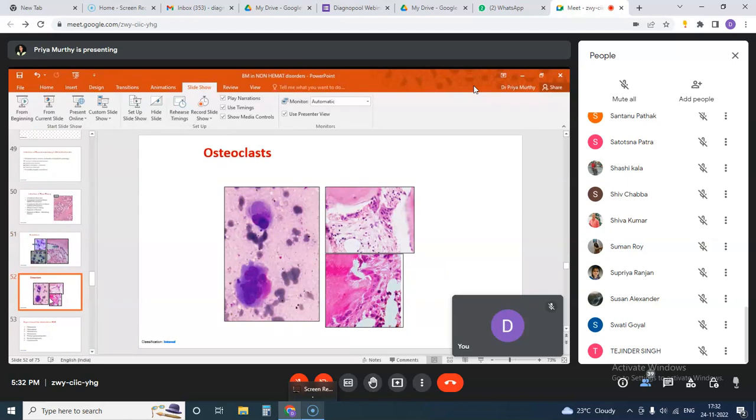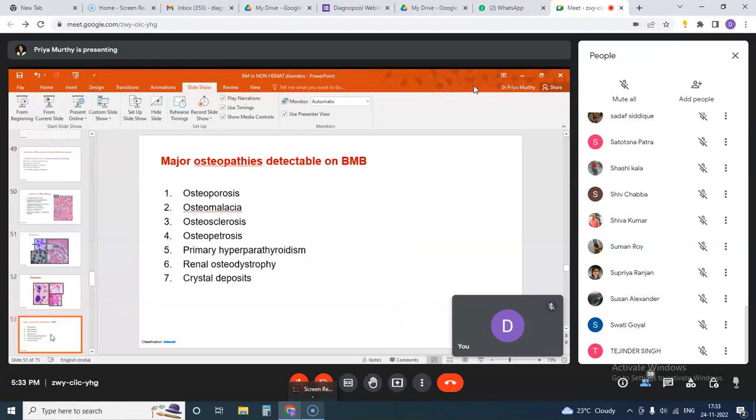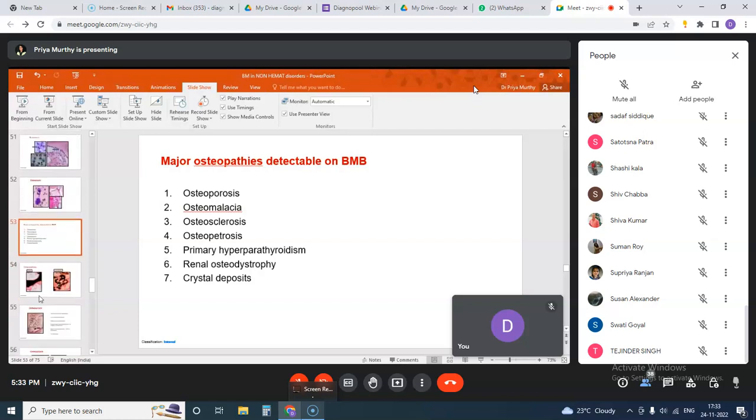Now osteoclasts. Osteoclasts are multinucleated giant cells, and like I told you, they are very important for bone remodeling and bone resorption together. So they are very important for the bone structure per se. Now you find some of them near the bony trabeculae, but when they are increased in number, they usually mean it is something else. So the major osteopathies which are detected on bone marrow biopsies are osteoporosis, osteomalacia, osteosclerosis, osteopetrosis, primary hyperparathyroidism, renal osteodystrophy, and calcium deposits.